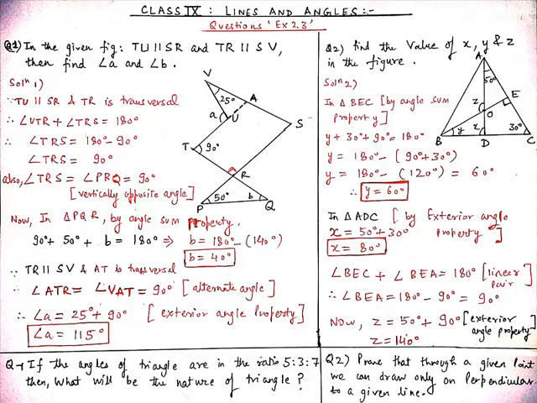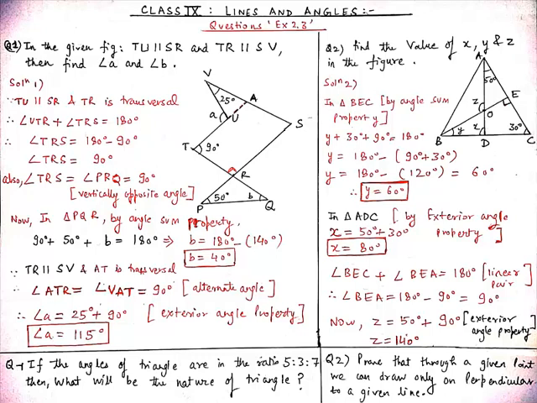And now, according to our question, since TR is parallel to SV, where AT is transversal, by alternate angles, we can say that angle ATR is equal to angle VAT, and they both are equal to 90 degree. And now, by applying exterior angle property, in which the exterior angle is equal to the sum of opposite interior angles of a triangle, angle A is equal to 25 degree plus 90 degree. So 25 degree plus 90 degree is equal to 115 degree. Therefore, student, angle A is equal to 115 degree.